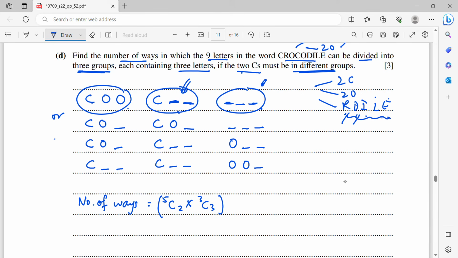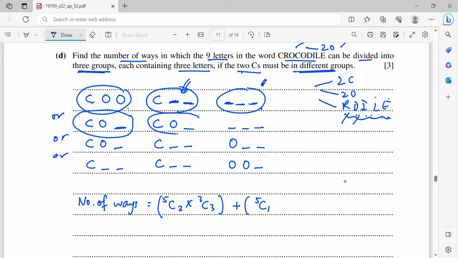Now, here is "or". So when "or" means plus. Now, for the second case, C and O are already chosen. Okay, so now I have to choose 1 from the 5 letters. Therefore, I will have 5C1 for the first group.